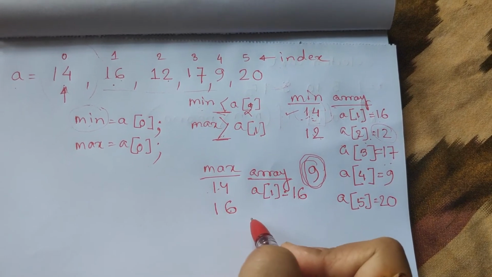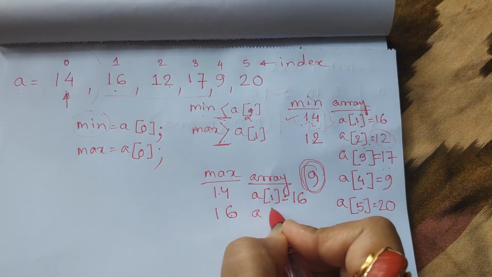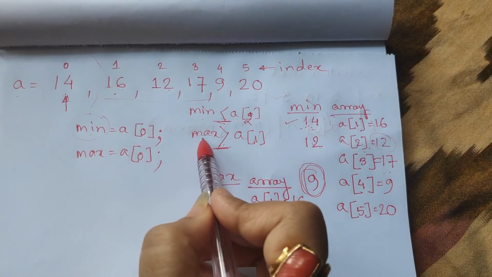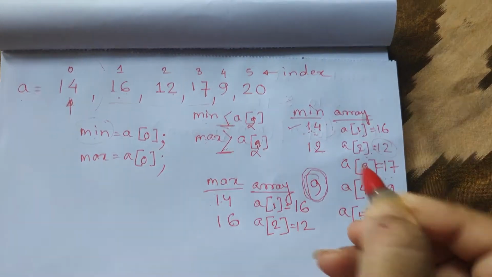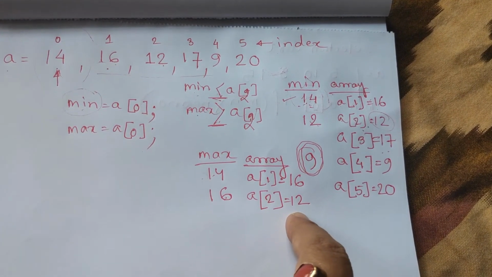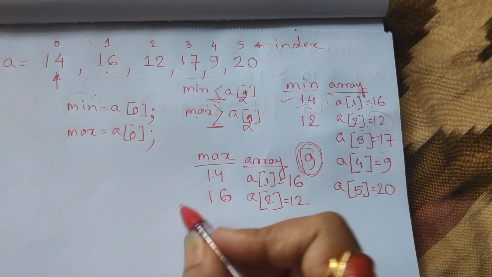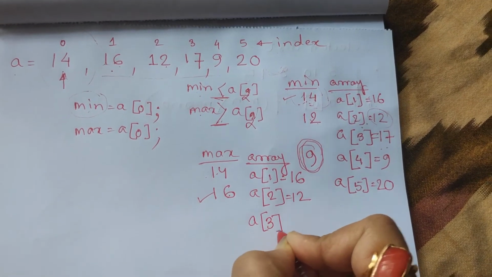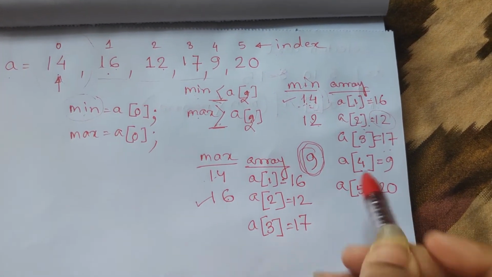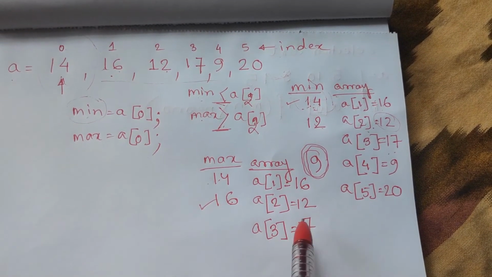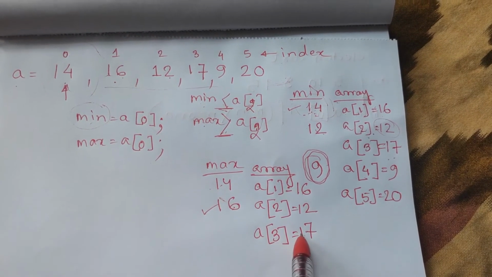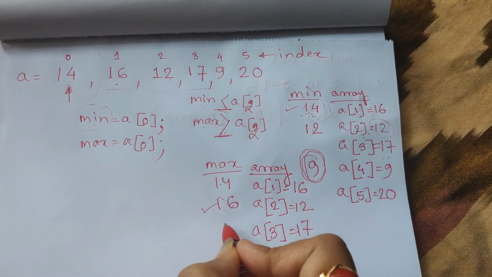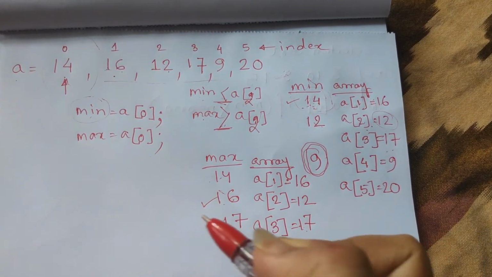Right? Now once 16 becomes the new maximum, we will compare 16 with the next element A2, which is 12. Now when we check whether max is greater than A2, you see max is actually greater than A2. So we will not do anything. We will go to the next element, that is A3. What is the value of A3? 17. Now we will check whether max is greater than 17. You see max is not greater than 17. So when max is not greater than 17, we will make 17 the next maximum number.